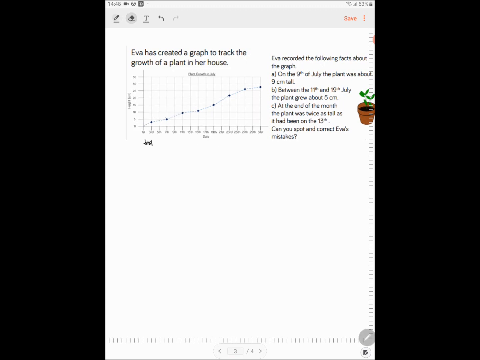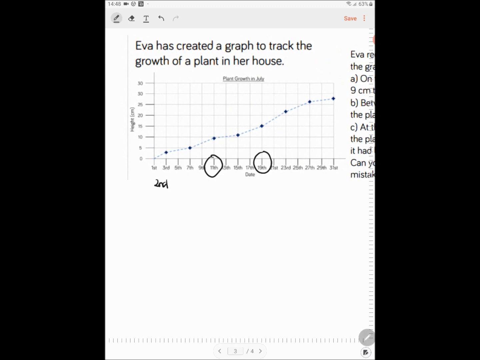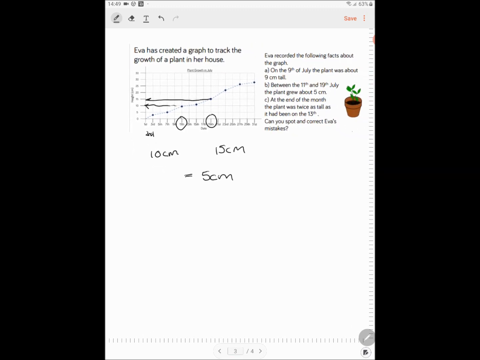So let's have a little look. Between the 11th and the 19th, so those are the 2 dates we're looking at, the plant grew about 5 centimetres. So we need to go into this and find out how much the plant grew. Well, on the 11th, the plant was 10 centimetres. On the 19th, the plant was 15 centimetres. So what's the difference between the two? True enough, it is 5 centimetres taller. So that one is correct.